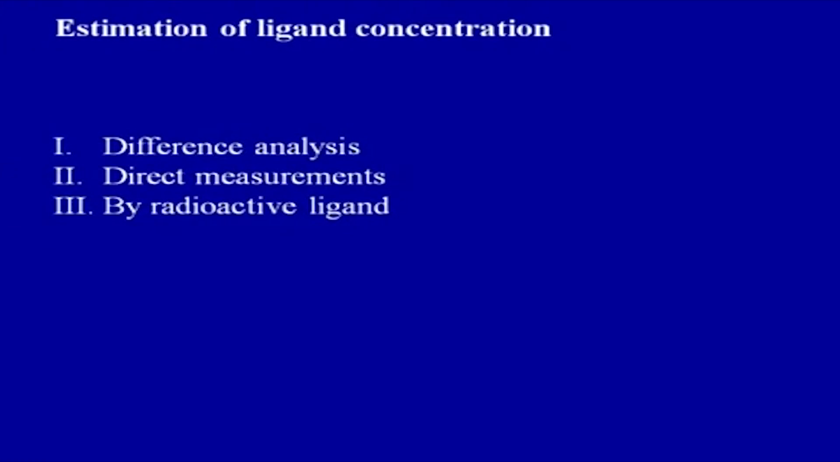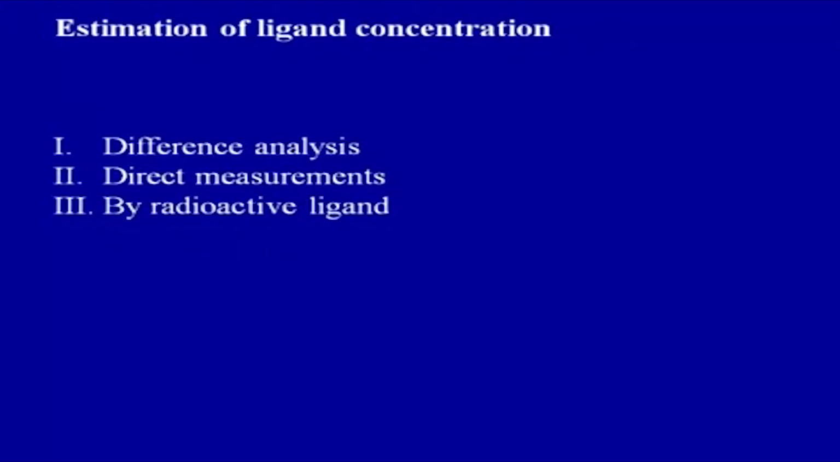Now, estimation of ligand concentration can be done. It is very essential to determine the success of a ligand immobilization. When you have done this, like I said, it is sometimes not so successful in lab conditions, but you have to determine the success of ligand immobilization, and it could be done by different methods like difference analysis. So, what you can do is measure the amount of ligand added to the coupling mixture, and that could be recovered after washing procedures.